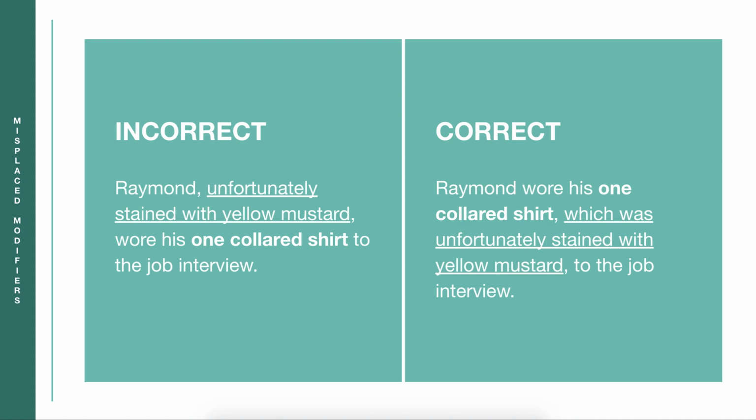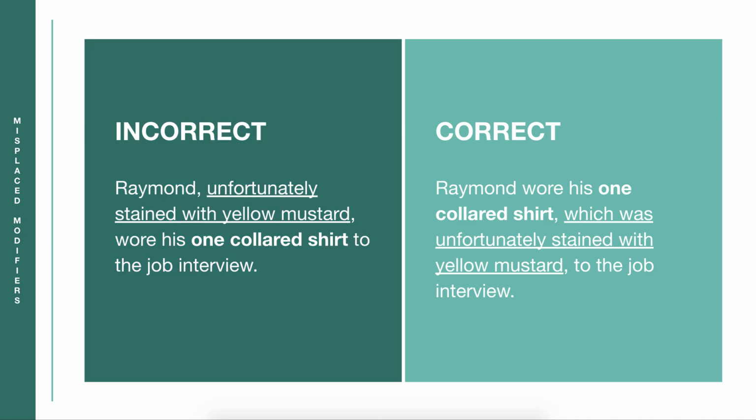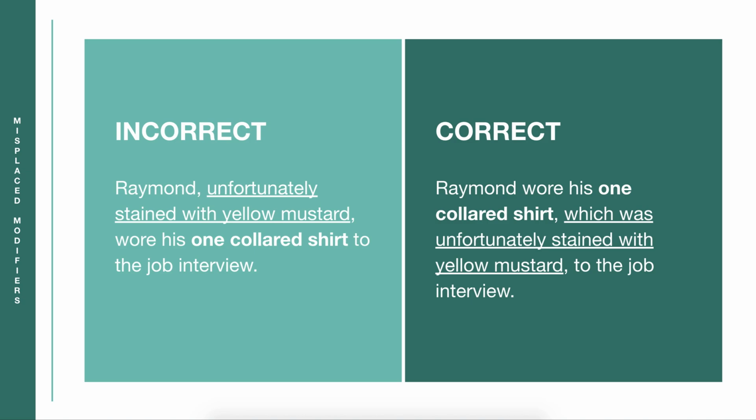The incorrect version of the sentence that we just looked at is: Raymond, unfortunately stained with yellow mustard, wore his one collared shirt to the job interview. But now, once we move the modifier to the thing that is being modified, we come up with the correct example here: Raymond wore his one collared shirt, which was unfortunately stained with yellow mustard, to the job interview. And so here what you have seen is how to correct a misplaced modifier.